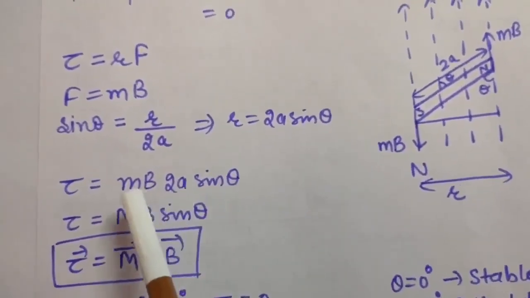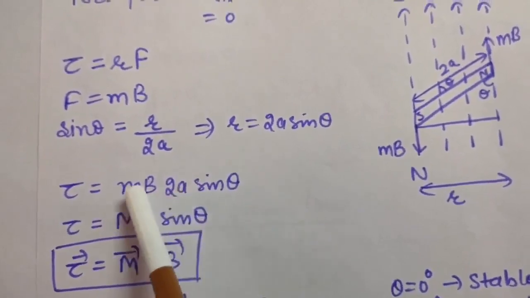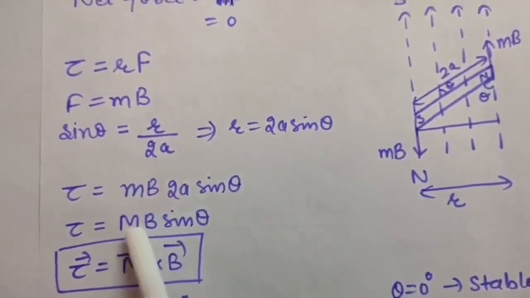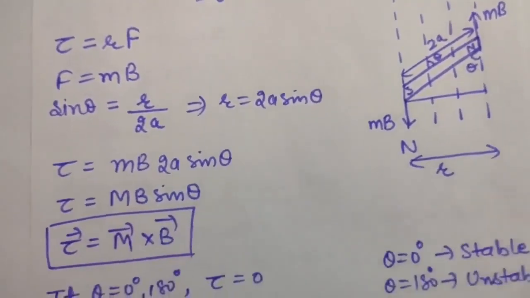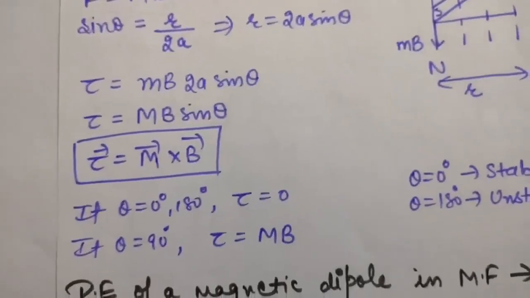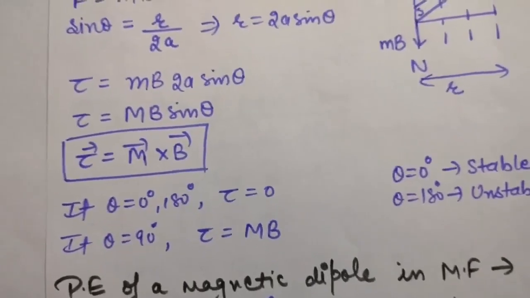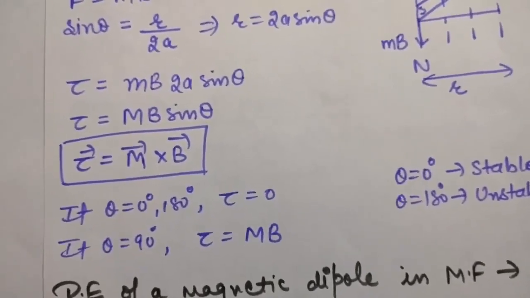Okay, so now if you clearly look here, m into 2a is nothing but the magnetic moment. So this will be m. So that is capital M, sorry. So torque will be MB sin theta, or you can say we can write it as M cross B. So torque in a magnetic field is nothing but the cross product of magnetic moment and magnetic field.